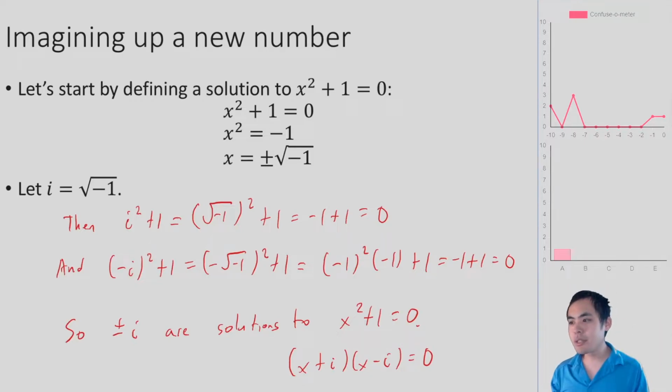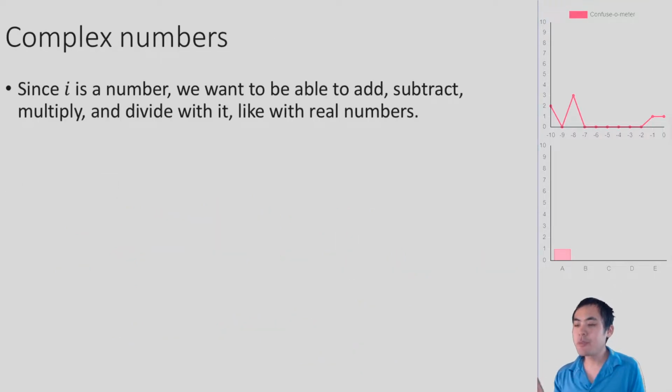And like I said, this isn't a real number. We've imagined up a new number. And this is the whole point of i, is that it is something brand new that isn't a part of any ordinary real number system. But now, once we have this i, this imaginary number, since it's a number, we want to be able to add, subtract, multiply, and divide with it, like with the real numbers. It's not a real number, but we want it to have the same sort of properties as these other numbers.